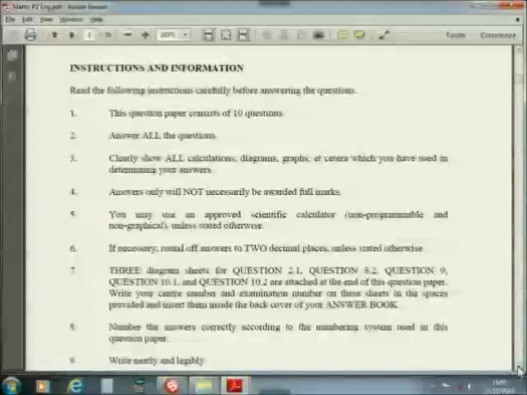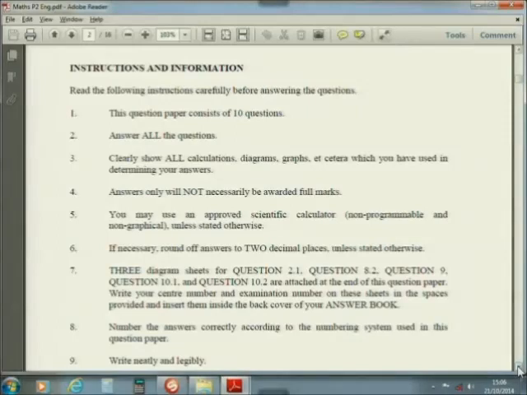If you look at page 2 of the question paper, you will see that it is the area where we are given instructions and information. That is a very important section. You will see number 1, read the following instructions carefully before answering the questions. Number 3, clearly show all calculations, diagrams, graphs, etc., which you have used in determining your answers.